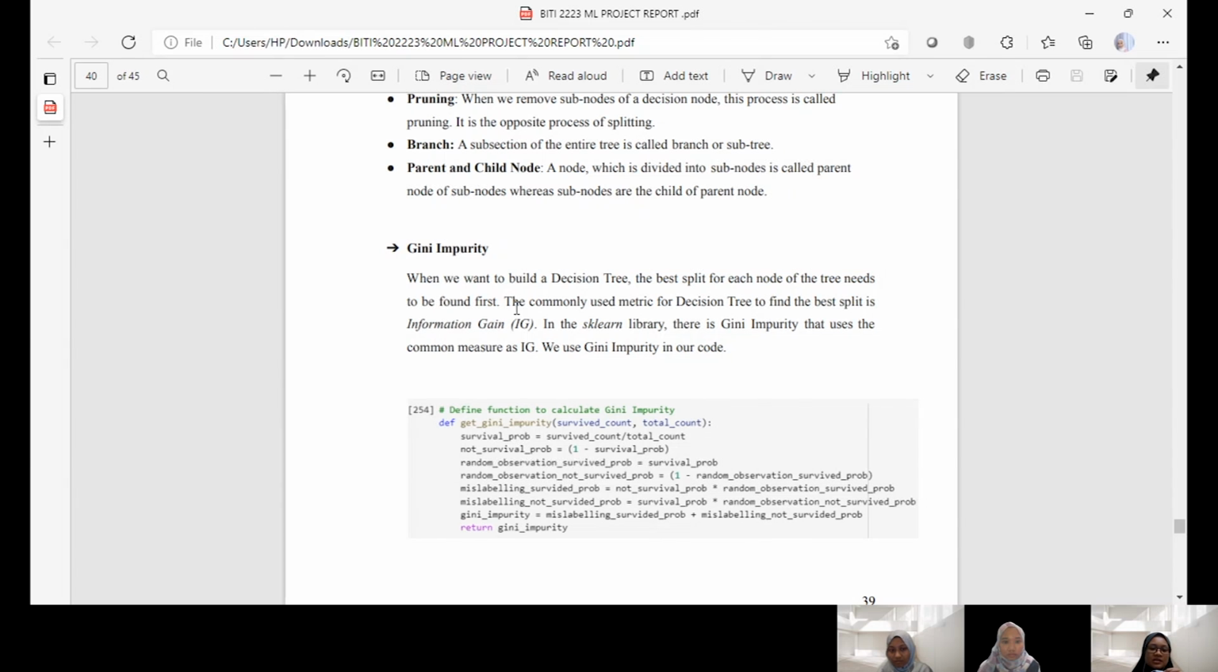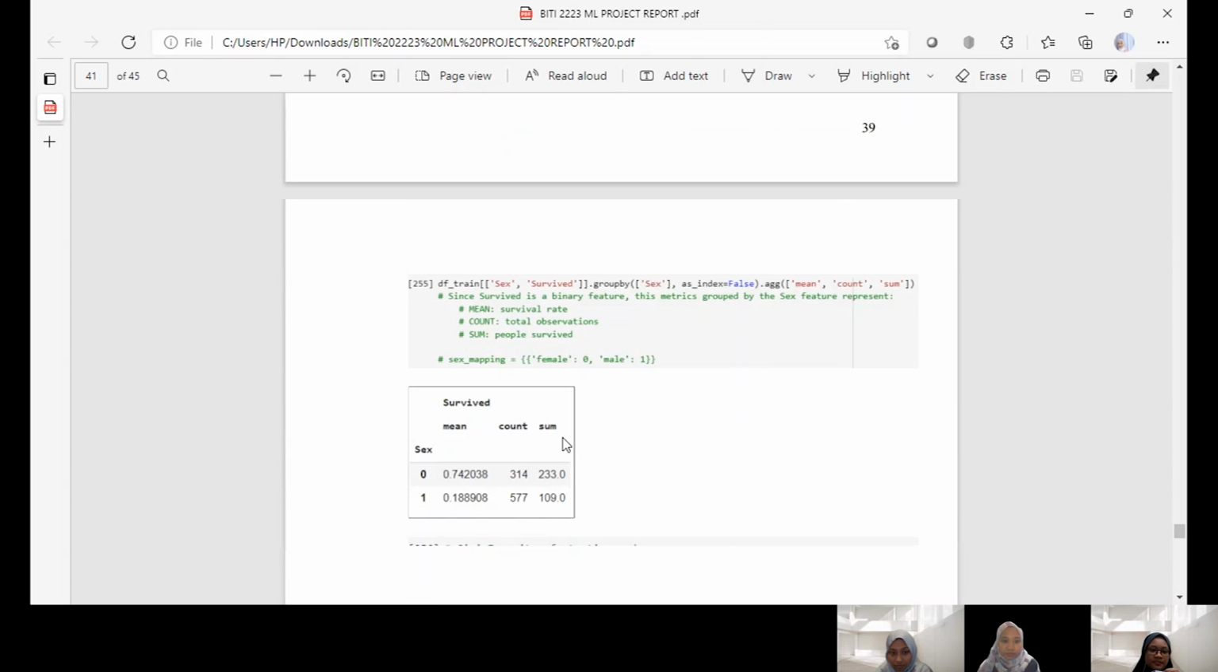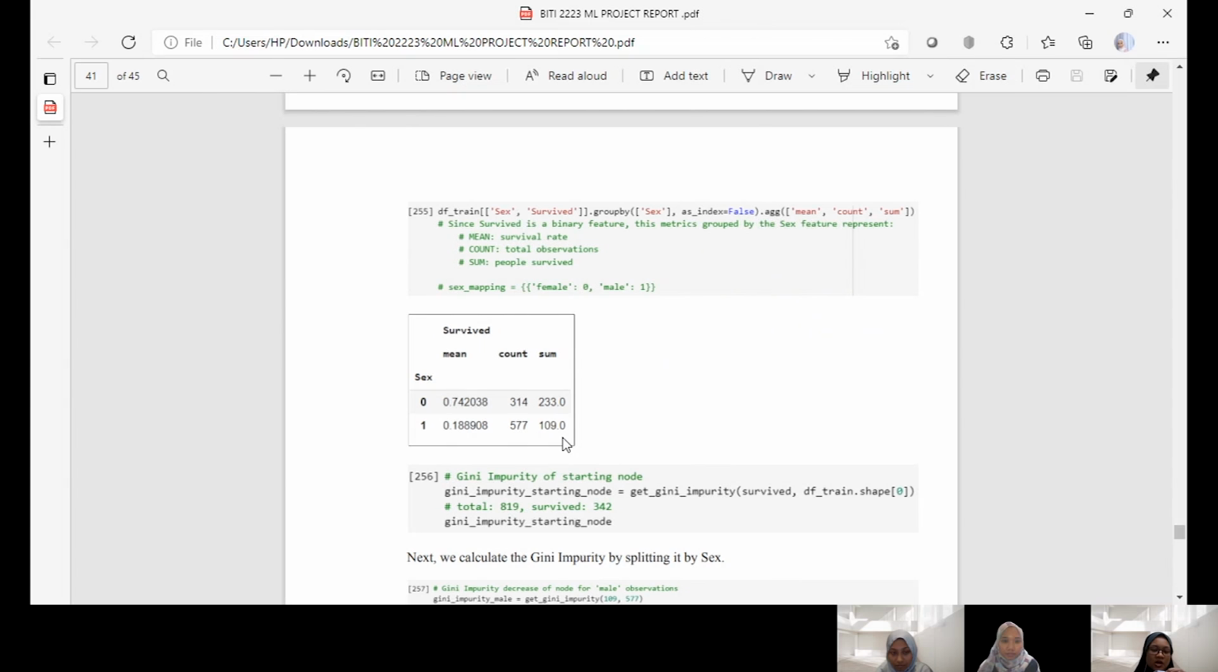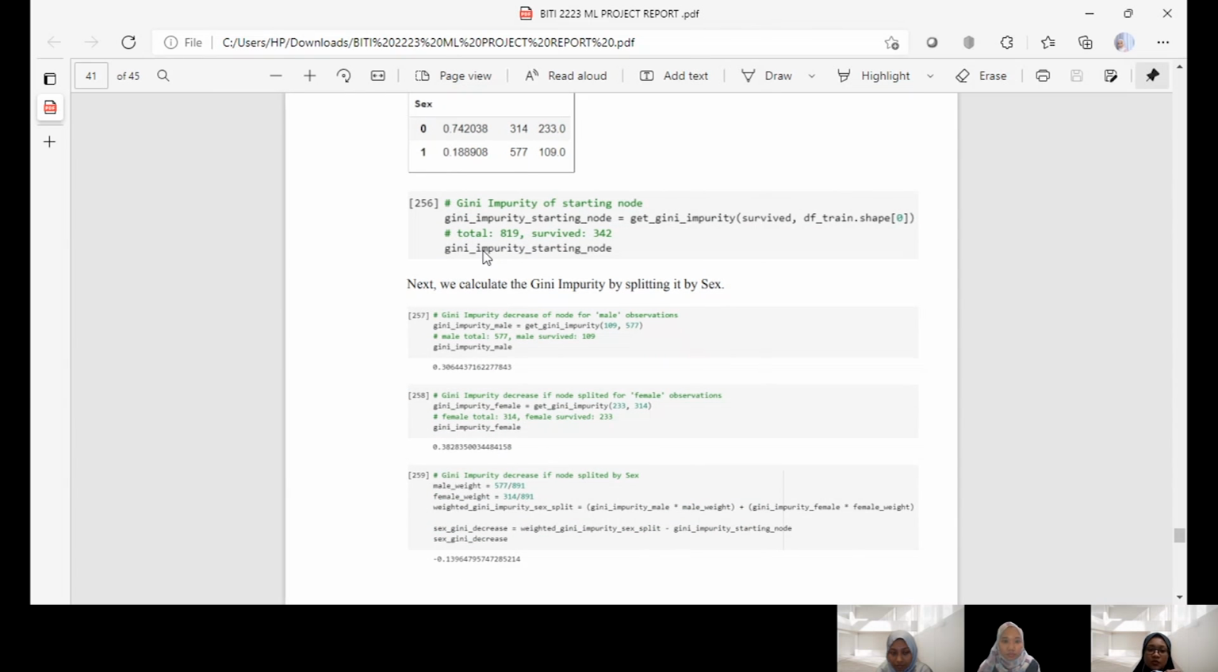In decision tree, the commonly used metric is information gain. But in the sklearn library, there is something called Gini impurity that is a common measure like information gain. So we use Gini impurity in our code instead of calculating information gain manually. Okay, based on the df train grouping of sex and survived, we can see the mean, which is the survival rate, the count, which is the total observations, and the sum of people survived, where female is represented by 0 and male is 1. Next, we will calculate the Gini impurity of the starting node, which is the first node of the decision tree.